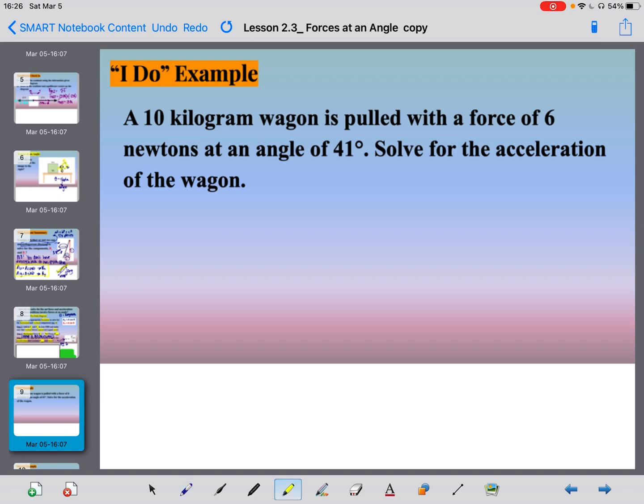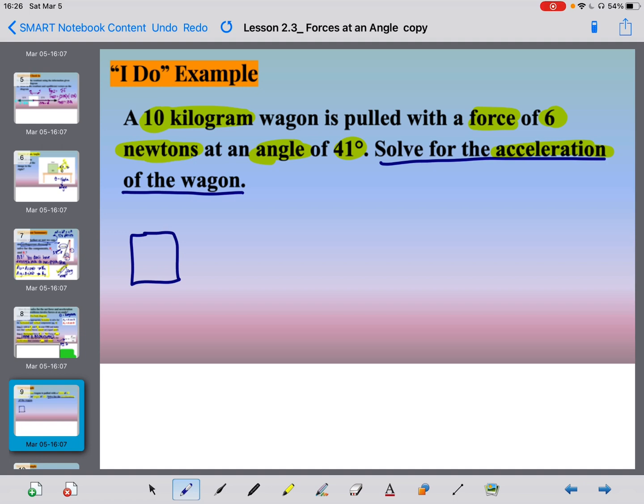So first, let's start marking up our text. So 10 kilogram wagon, and my force is 6 newtons. The angle is 41 degrees. So we want to solve for the acceleration, okay? Just like you would in math, we're going to underline the question. We're solving for the acceleration. So step number 1 was to draw a free body diagram. Before we even draw the free body diagram, I would just like to point out, let's write frictionless surface here. So the word frictionless means that there is no friction.